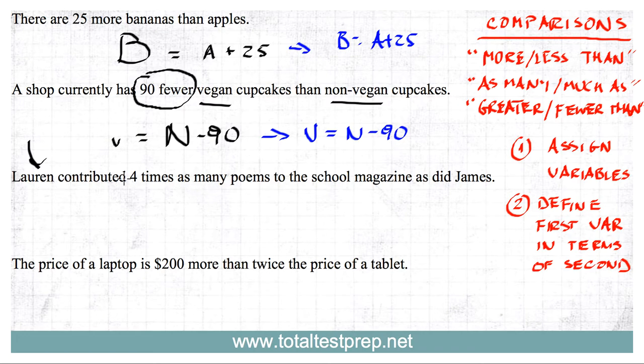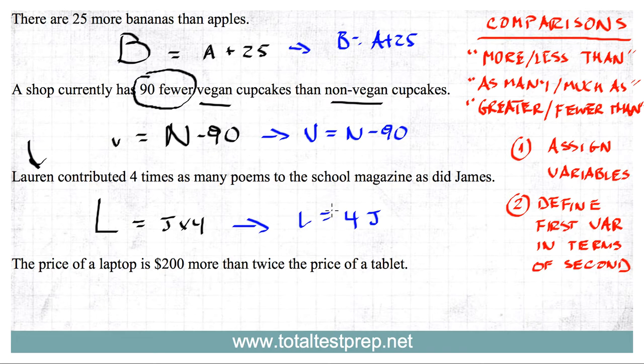Let's translate this one. Lauren contributed 4 times as many poems to the school magazine as did James. We're comparing the number of poems Lauren contributed to the number of poems James did. Lauren contributed 4 times as many, so she contributed more poems, which means that if we were to visualize this, L being the number of poems that Lauren contributed and J being the number of poems James did, because Lauren contributed more, we'll make that bigger. In order to equalize these, we have to increase the number of poems that James contributed, or we have to multiply that by 4. And so once again, we get the same equation that we got in the previous video where L equals 4J. What we're doing is we're visualizing which quantity is bigger or smaller, and then adjusting the other quantity as necessary.